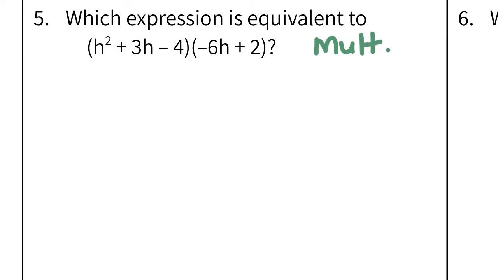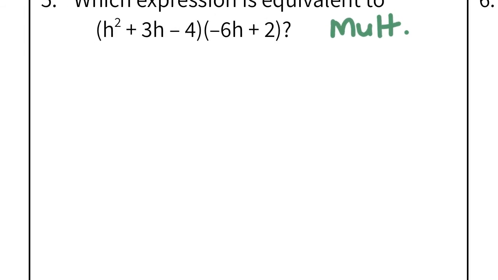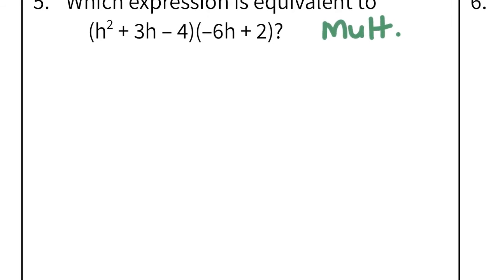You can use double distribution, that's what I showed you in class, or you can use the box method. For now, I'm going to use the box method because I think it's a little more organized. What I'm looking at is this first term has 3 and this second one has 2. So my box needs to be a 3 by 2 box. It's going to look more like a rectangle.